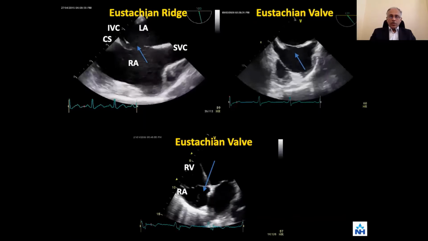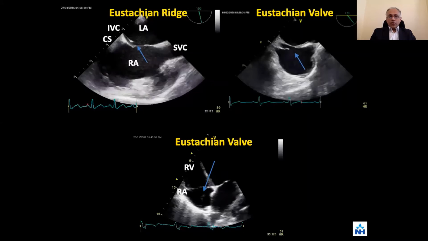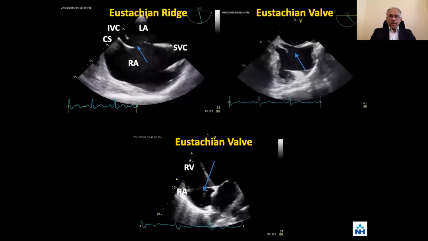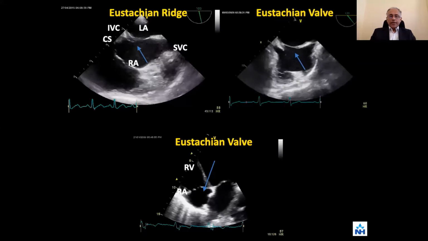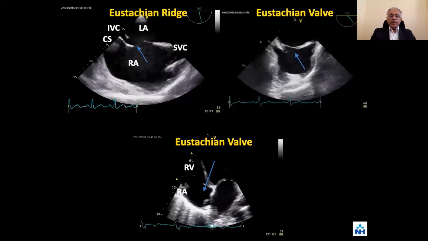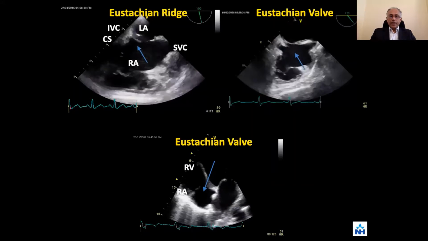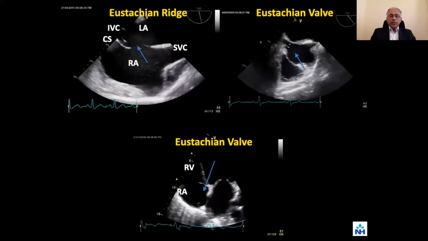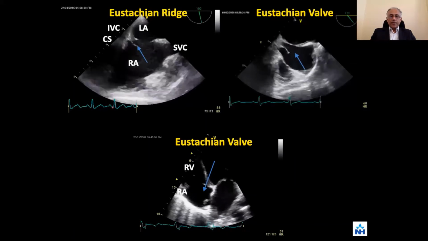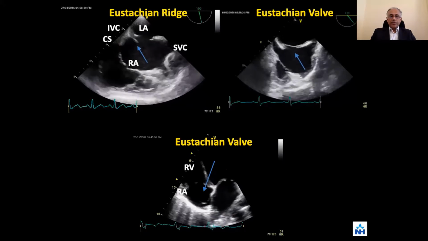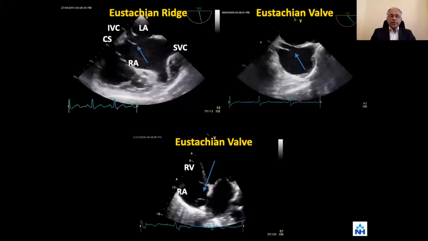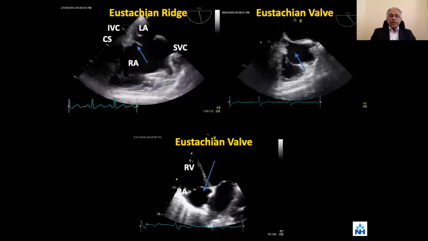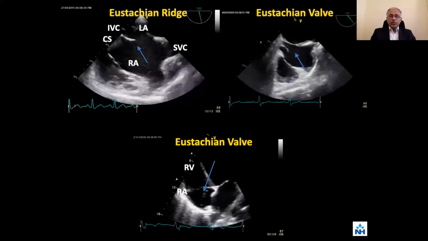So how does it look? For those of you not familiar with TEE, these are TEE images at the top, and it is seen especially clearly in TEE, which is why I have focused on this. There is something called the bicaval view, and you see the structures over there, the left atrium at the top and the right atrium below, with the SVC on one side and the IVC on the other. If you look at the IVC and coronary sinus, you see two openings over there.